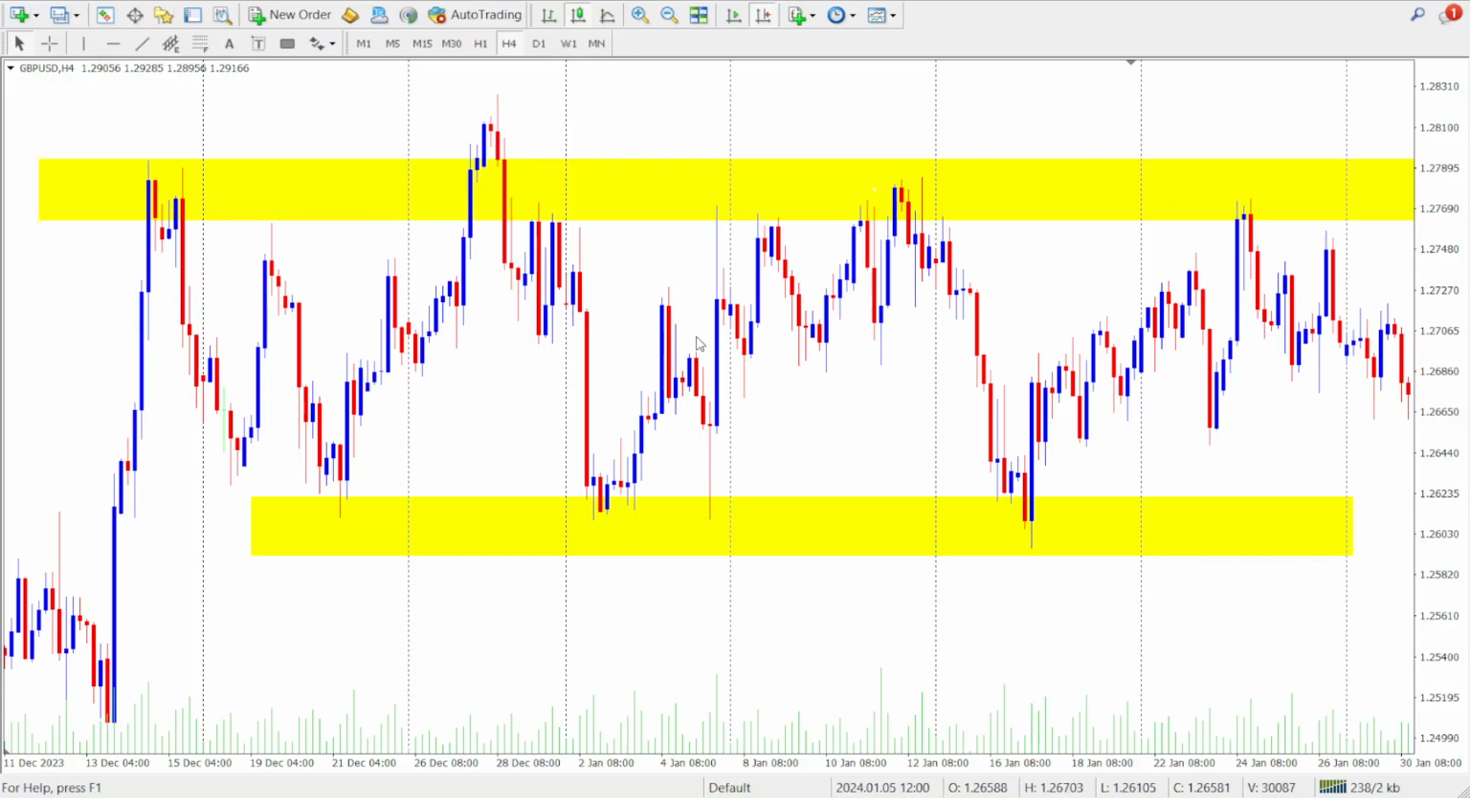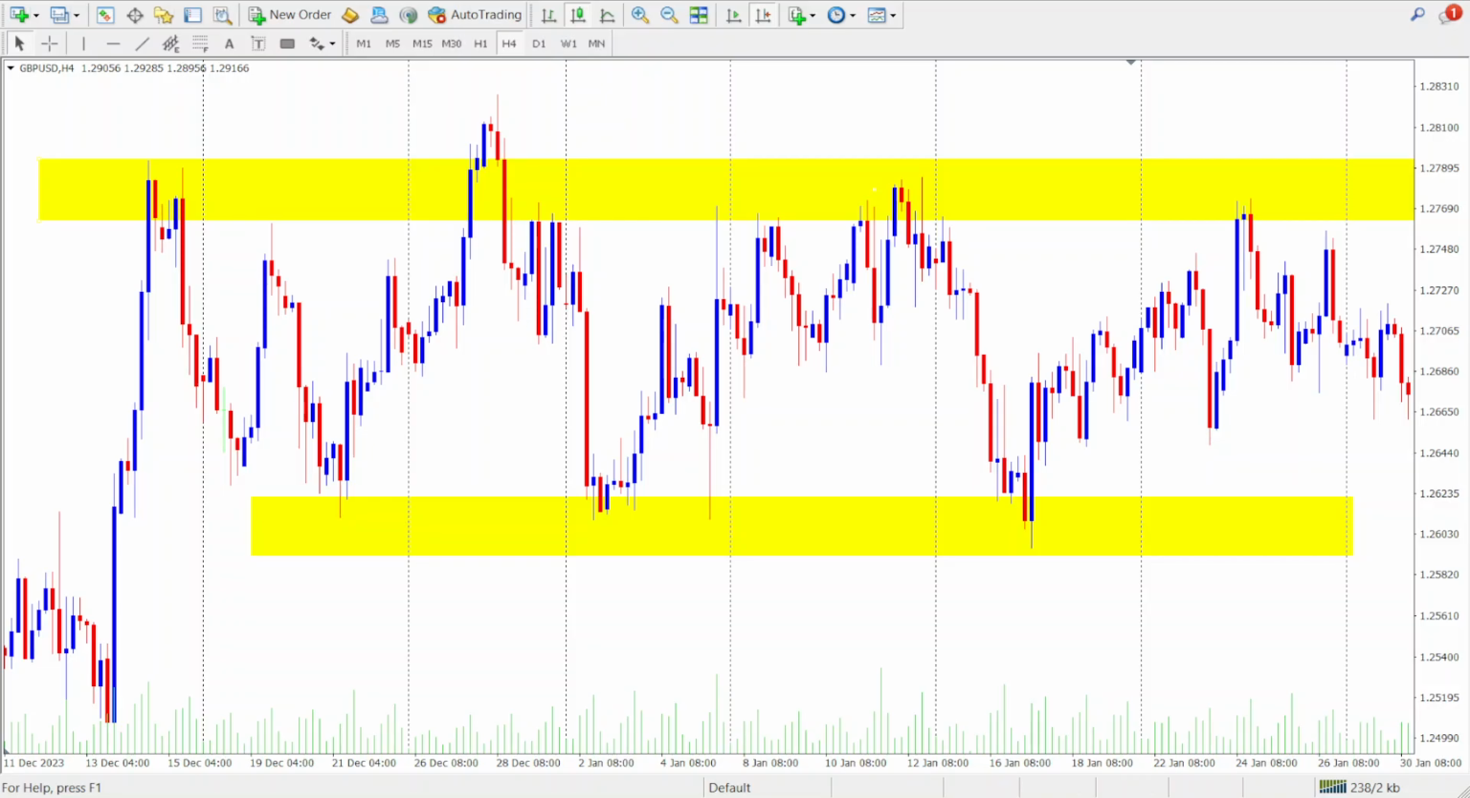Ensure to check for multiple touches. The best supply and demand zones are tested multiple times. If price revisits a zone and reacts strongly, it confirms big players are still interested at that level. Then ensure to use higher time frames for confirmation. If you trade on the 15-minute chart, check the 1 hour or 4 hour chart to see if the zone aligns with a higher time frame level, because stronger zones appear on multiple time frames.